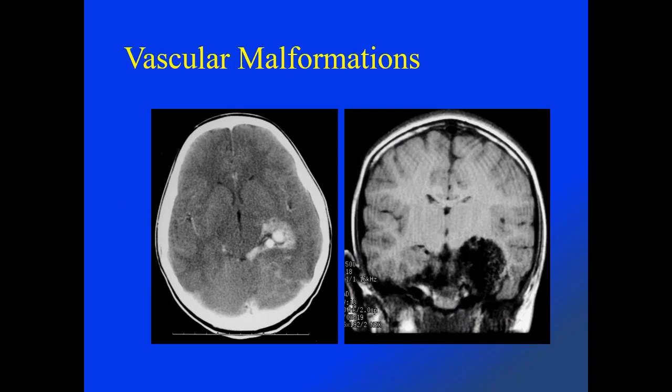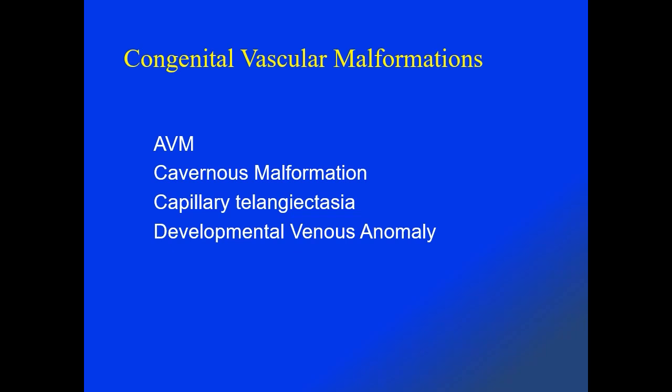Now we'll go on to speak about vascular malformations of the brain. There are four main types of congenital vascular malformations that are found in the brain. First is arteriovenous malformation, which is the only high-flow vascular malformation. The others are all low-flow vascular malformations, and they include cavernous malformation, capillary telangiectasia, and developmental venous anomaly.